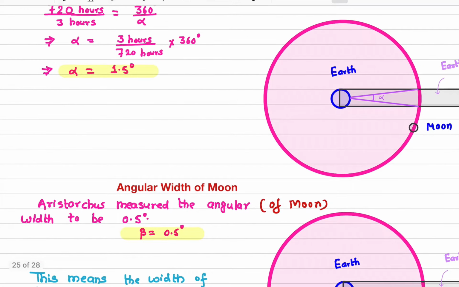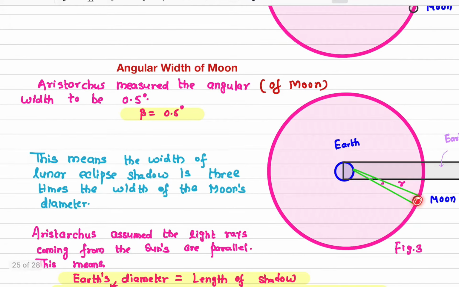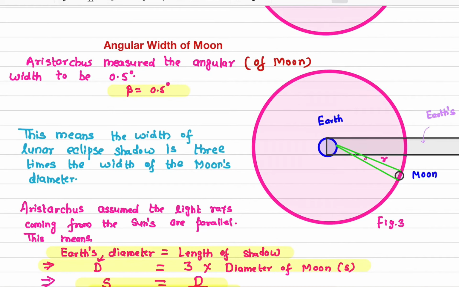He also measured the angular width of the moon. So this is the moon here, and the angular width of the moon that he measured was 0.5 degree, and it is pretty straightforward to measure. In fact, you should be able to measure it just by using a coin. I will talk about that in a different video. So he measured the angular width, this is the beta angle here, to be 0.5 degree. So the angular width of the moon is 0.5 degree.